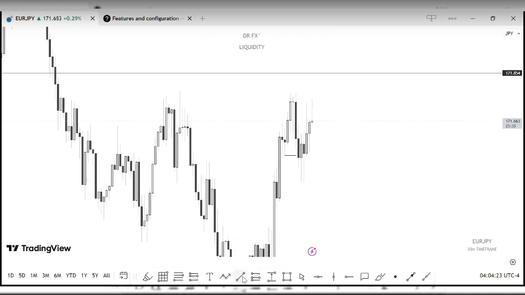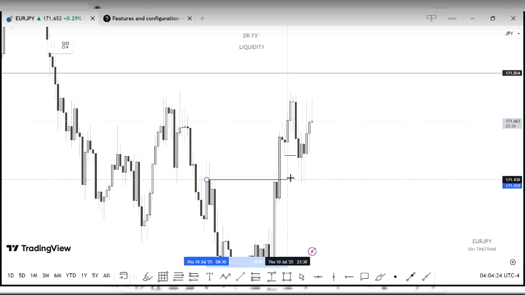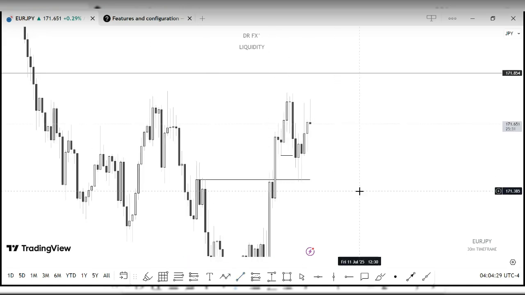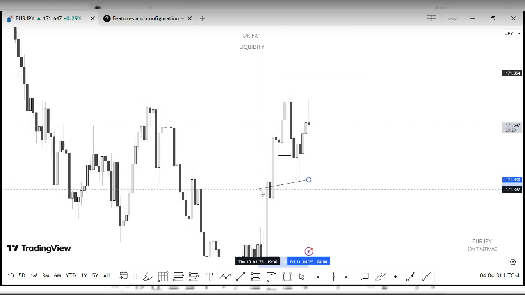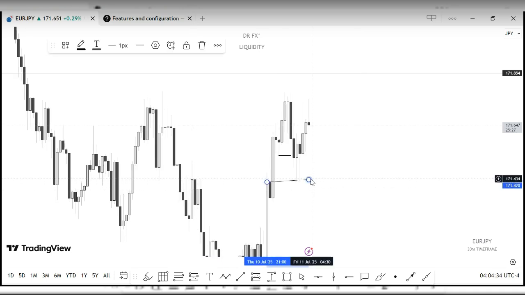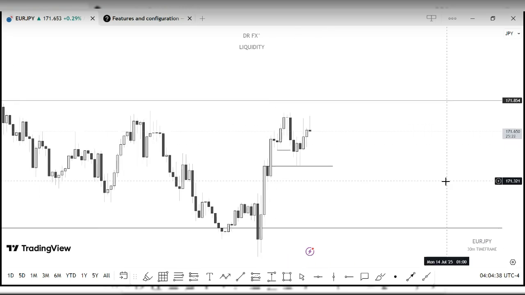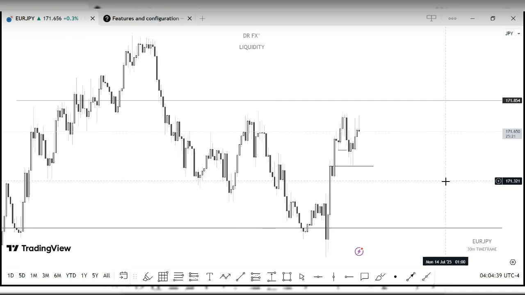So you can either decide to use this key level that got tested multiple times and enter from here, and put your stop loss just above it. Or you can decide to say, okay, let me use this zone. This is going to be the refinement right here. But if you use this, you're going to be missing entry. Simple. This is a complete breakdown. Just calm down and wait for this to happen.